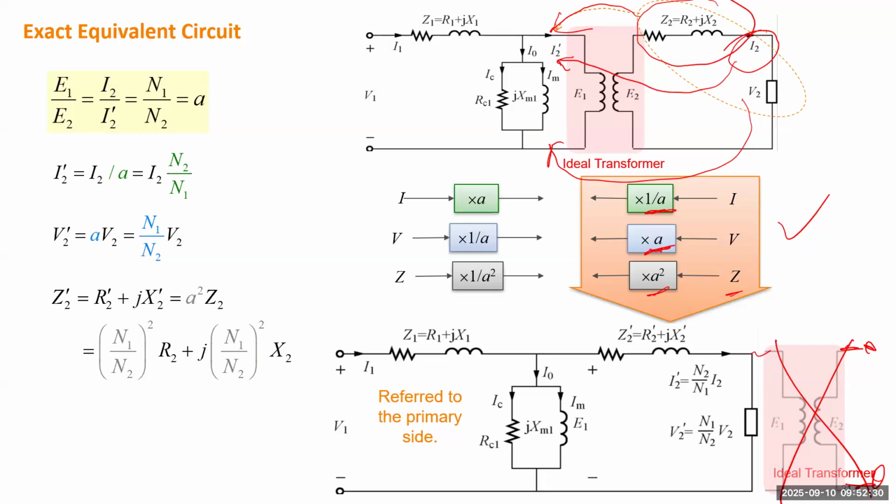Definitely, you can also transfer everything to the left-hand side. If you do the transfer, you can also transform the primary side current, voltage, and impedance to the right-hand side. If you do that, current needs to be multiplied by the ratio, voltage divided by the ratio, and impedance divided by the ratio squared. So either way is good.